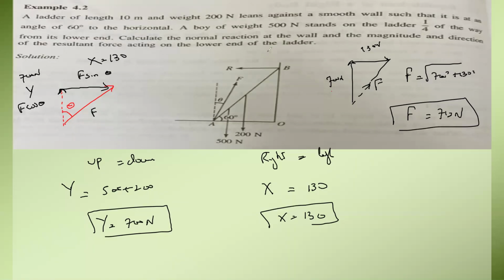And how do we get the angle? The same way: I have a right-angle triangle and I need this angle. I have the base and the perpendicular. So I can use the trigonometric ratio tangent theta, which is perpendicular divided by base. So theta will be tan inverse of perpendicular over base, 130 divided by 700. So you will get the angle from the vertical of the resultant force, which is 10.52 degrees.